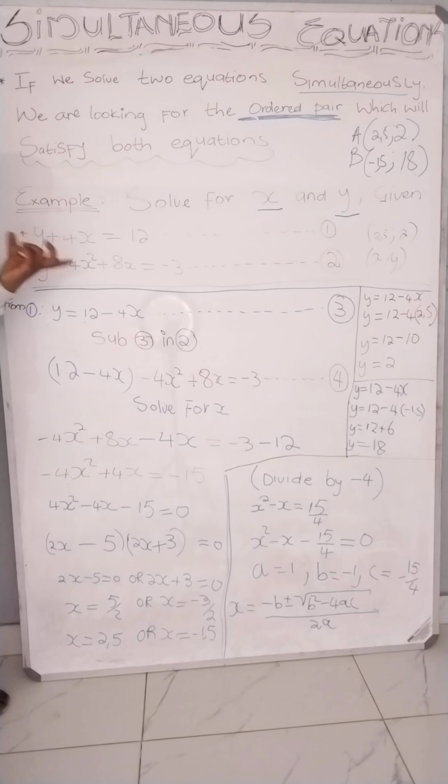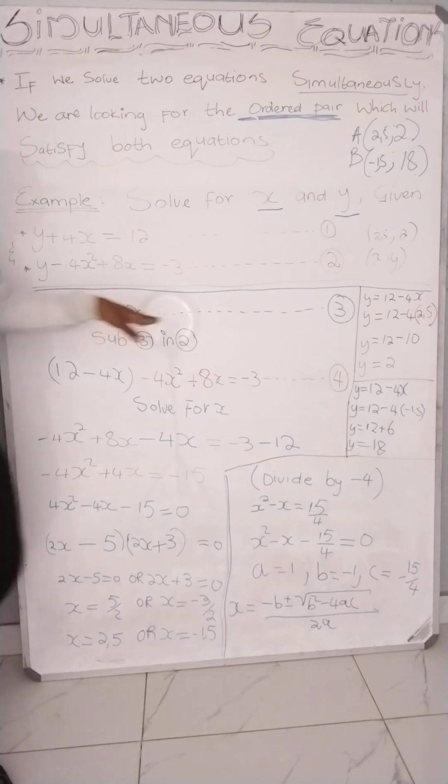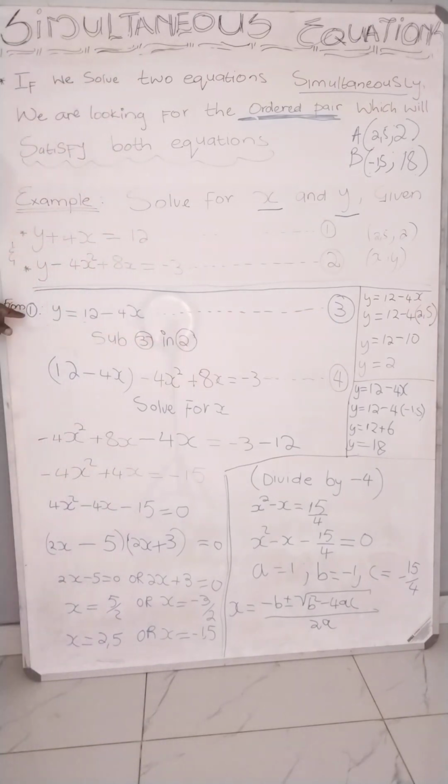And then you take that equation, you make your third equation for the third step. Okay, so step number 1, label as 1. Step number 2, label as 2. Step number 3, choose a simple equation. In our case, it's y plus 4x is equal to 12. We've taken that, so we made equation 3 out of equation 1.